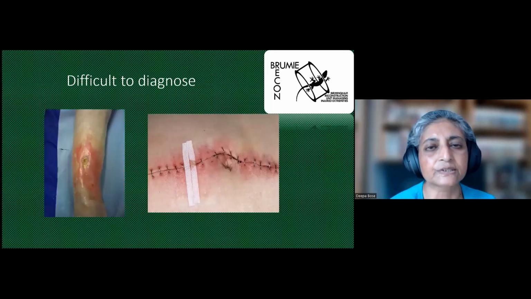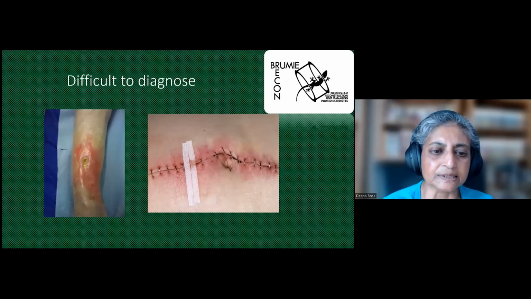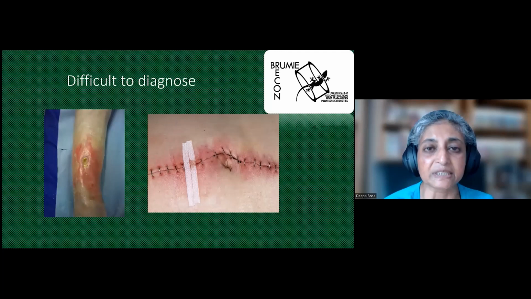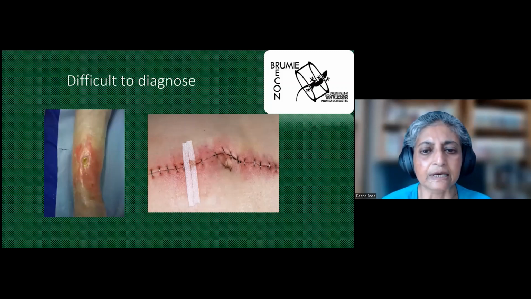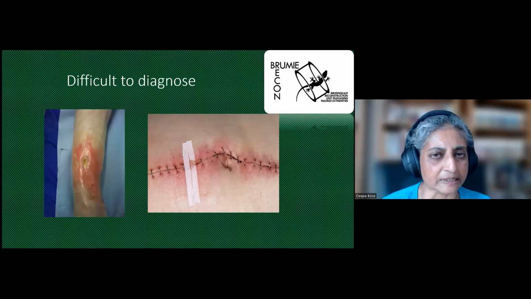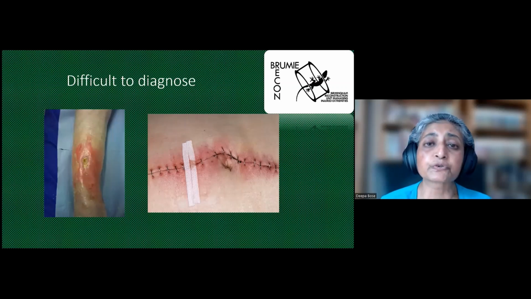So first of all, let's look at why it's difficult to diagnose. With the photograph on the left-hand side of the screen, you can see that that's fairly obviously infected. There is a sinus, which is draining pus, and there's surrounding erythema and cellulitis of the skin. But if you look at the postoperative wound on the right-hand side of the screen, there's just a little bit of redness. There's a little bit of discharge staining the steri-strips, and you don't know whether that's infected or not.